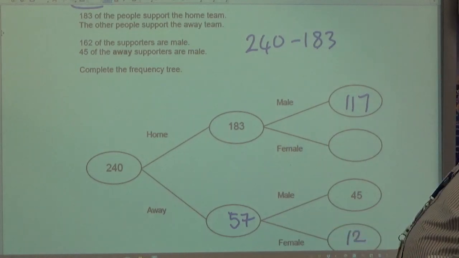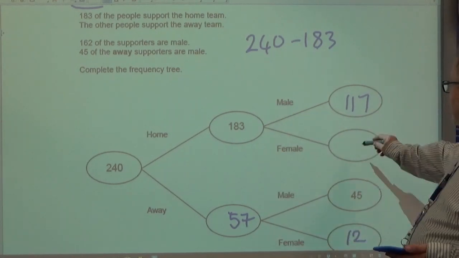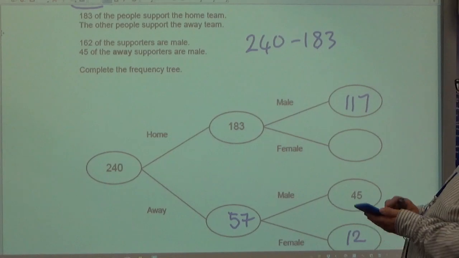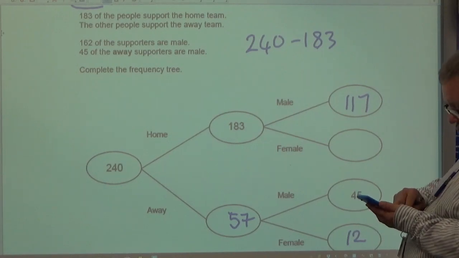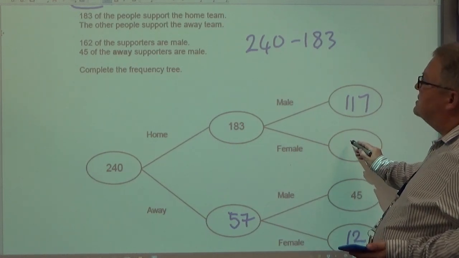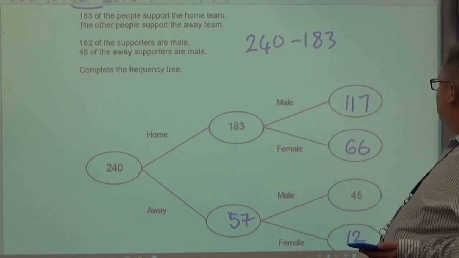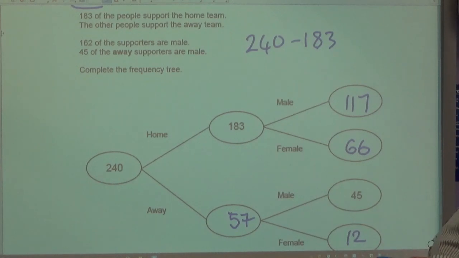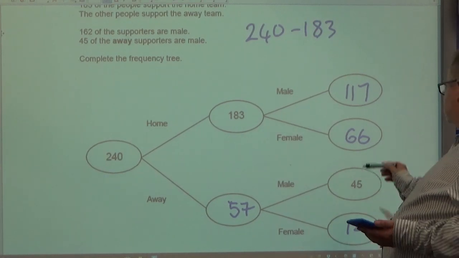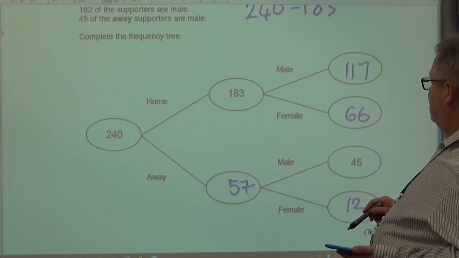And we know that this 117 should add up with that. Those two, the male and female, should add up to 183. So 183 minus 117 is going to give us 66 there. So female supporters 66, so that's giving us 78 female supporters in total.